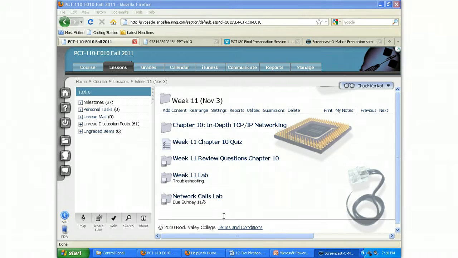Okay, we got a lot to cover tonight, so let's go ahead and get started if we could. All right, this week is week 11. We're going to be doing troubleshooting tonight. Network calls is due Sunday. A number of you have already turned that in. That's the deadline for it. Even if you get, remember, 1 or 2 calls, you're good. Okay, just do the best you can on the network calls.